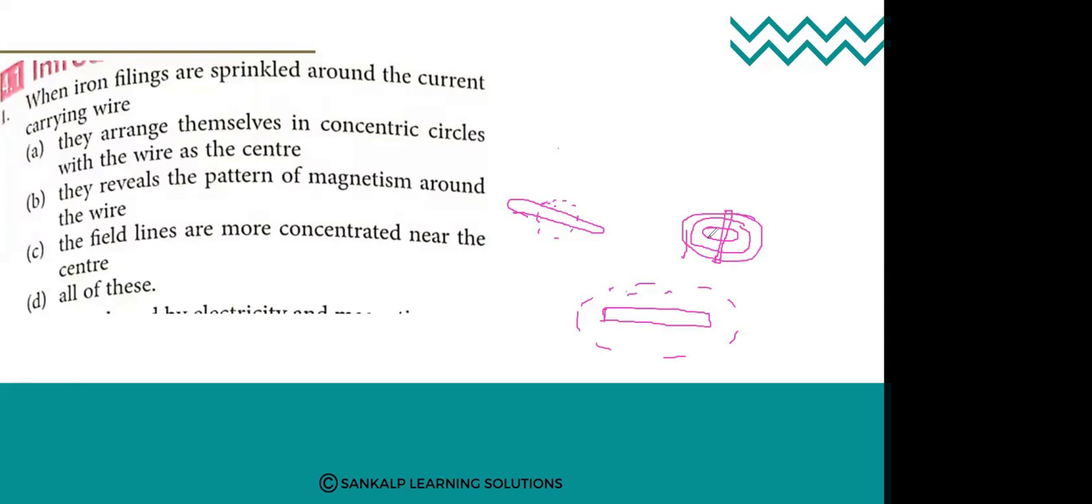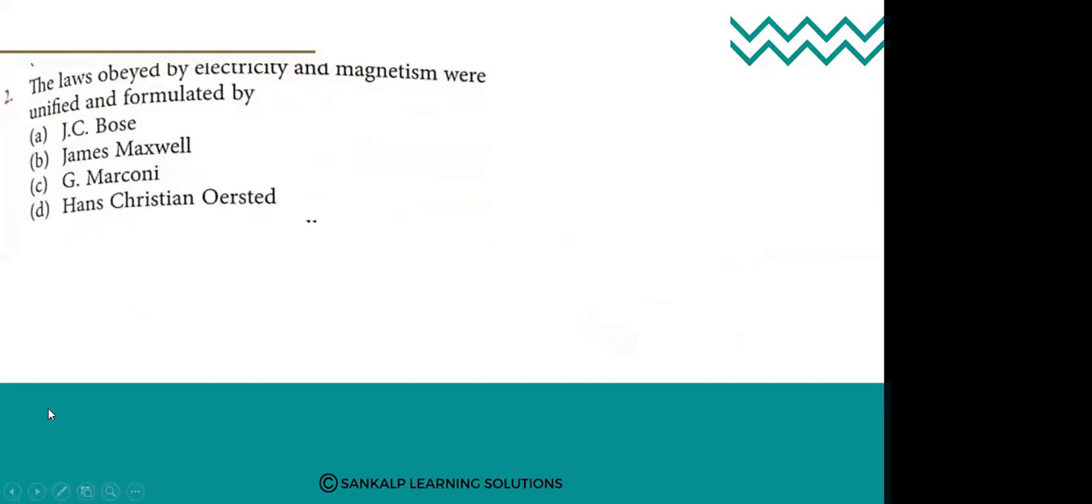The second one, what they are saying: they reveal the pattern of the magnetism around the wire. Yes. So what this circle is telling you is the magnetism around the wire. Third statement: the field lines are more concentrated near the center. So here near the center, the magnetic field lines are more concentrated. As you go away, the strength will decrease. Therefore, all the statements are true. Okay, so moving towards the next question.